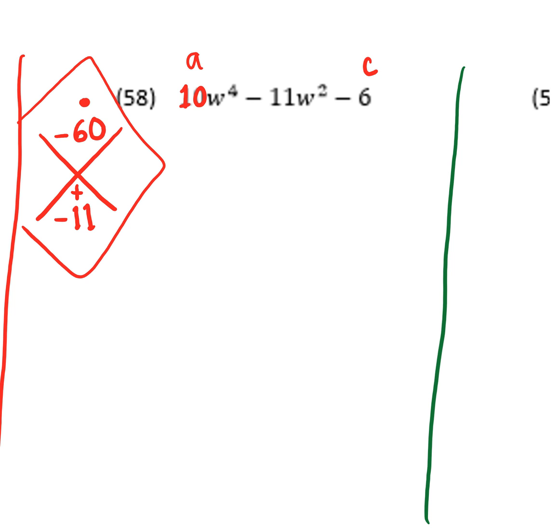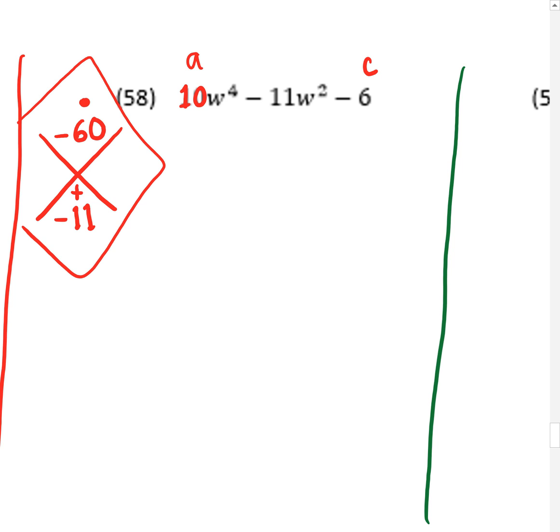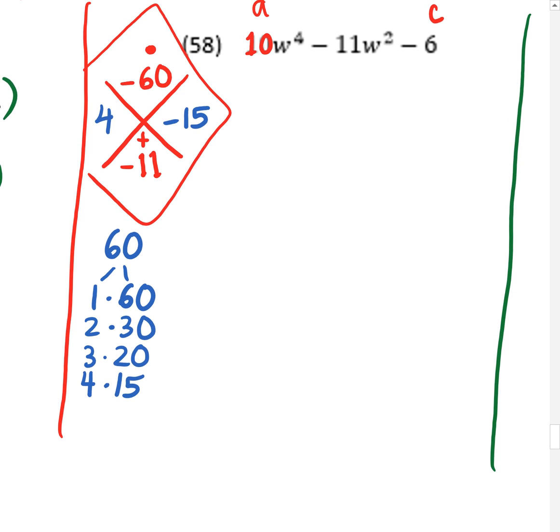Let's see. Negative 60, what adds up to negative 11? That's a good one. Let's see, 60 could be what times what? 1 times 60, but those are way too far apart to ever add up to negative 11, no matter which one I make a negative or positive. 2 times 30, same thing. 3 times 20, same thing. How about 4 times 15, that's a winner. Because 4 and negative 15 add up to negative 11. And 4 times negative 15 multiplies to negative 60. All right, good.